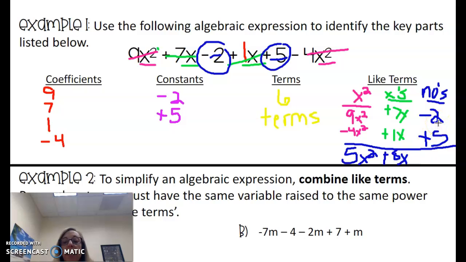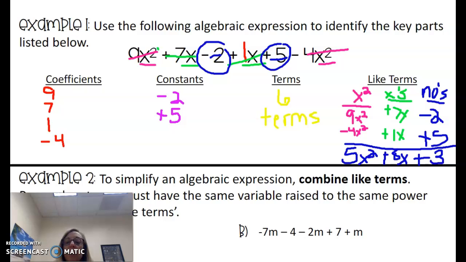Now I'm looking at my no's. I have 2 bad guys, or 2 negatives. And I have 5 good guys, or 5 positives. So when I put them together, negative 2 plus 5, I have more good guys than bad guys, so it's a positive. And then I have 3 more good guys than bad guys, because 5 minus 2 is 3. So that would be how I would simplify that algebraic expression.